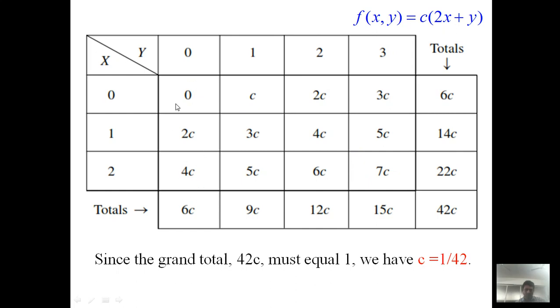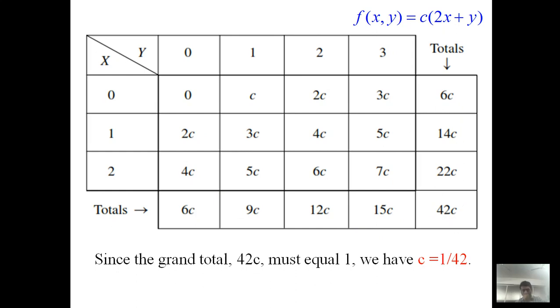Now next we have to find the marginal distribution for y. So 0 plus 2c plus 4c is 6c. c plus 3c plus 5c is 9c. Similarly for this one, 3c plus 5c is 8c, plus 7c is 15c. And at the last, the addition of this last row is 42c, and the addition of this column is also 42c.